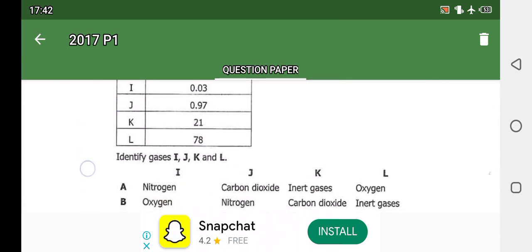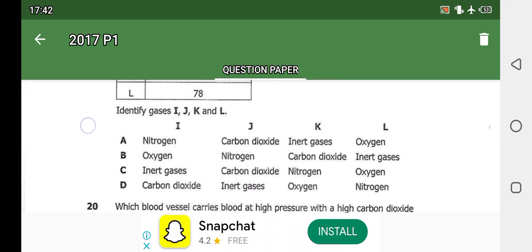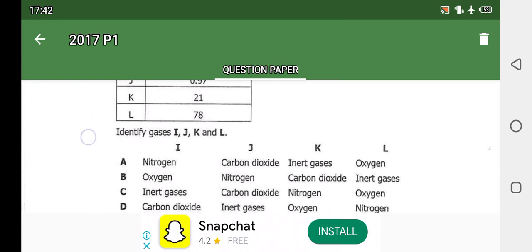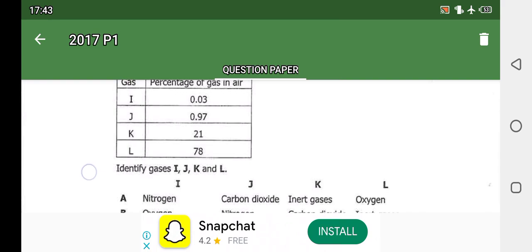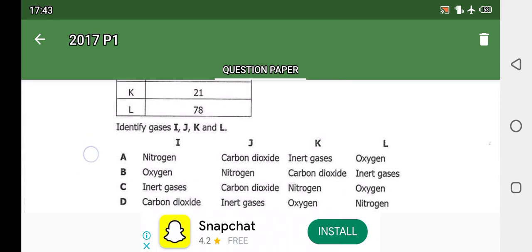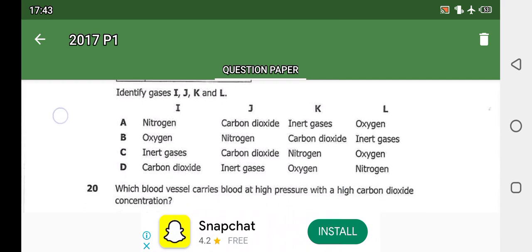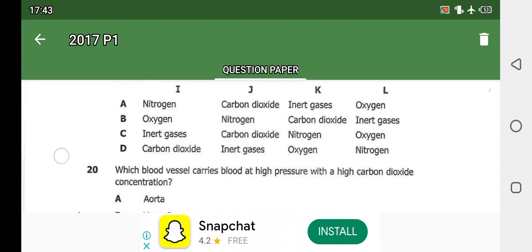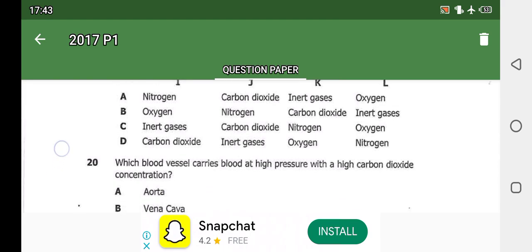For 0.03, it is carbon dioxide. J for 0.9, that is inert gas. K, which is 21%, that is oxygen. L, that is nitrogen. So the correct answer is D. Correct answer is D.